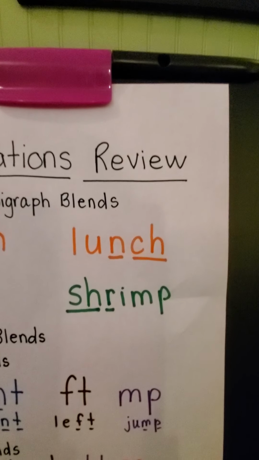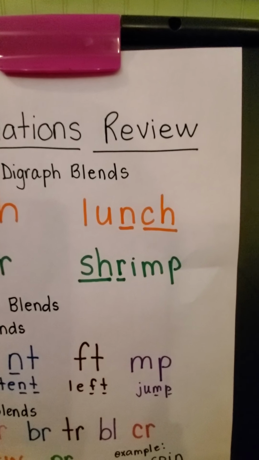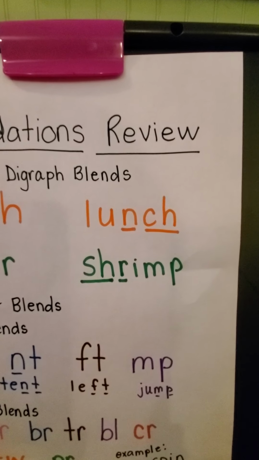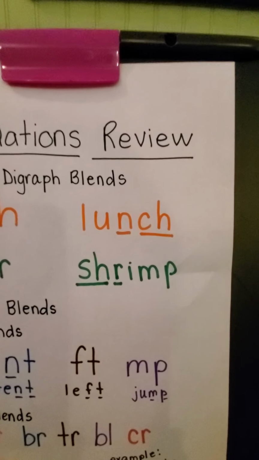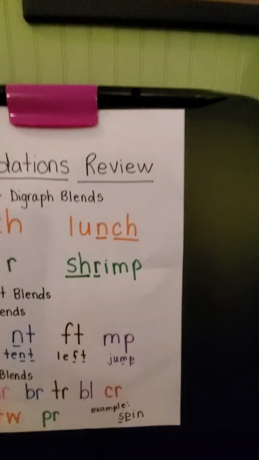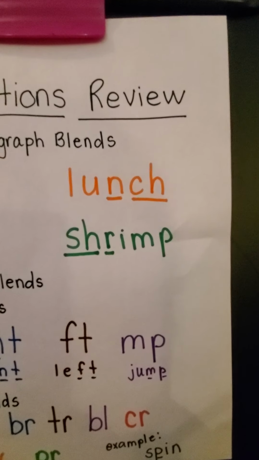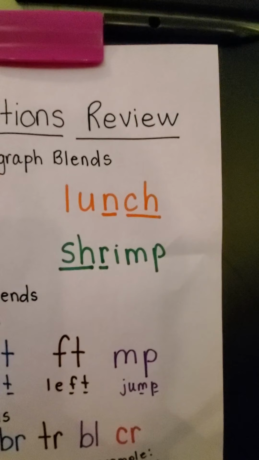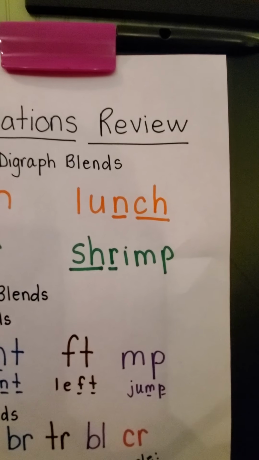So if we look at the markings for consonant digraph blends, the consonant is underlined by itself, and then the digraph is underlined together like always. It doesn't matter if the consonant is first before the digraph or last after the digraph, it's still underlined separately, like you can see in lunch and shrimp.